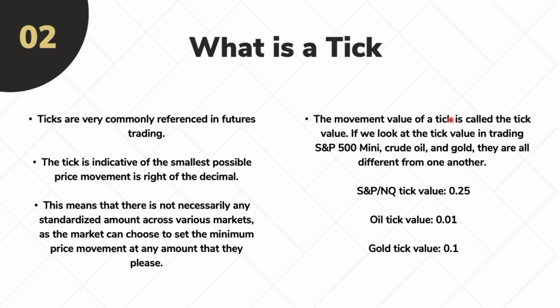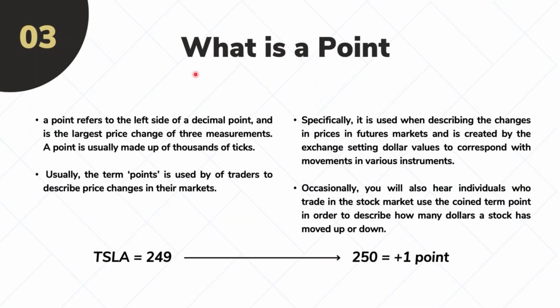The movement value of a tick is called tick value. If we look at the tick value in trading, S&P, crude, and gold, they're all different from each other. So the S&P and the Nasdaq, the tick value is 0.25. Oil ticks are 0.01 and gold ticks are 0.1. You don't need to remember everything about this, and I will show you later in this part how you can see this actually in TradingView. Now you know what a pip is with Forex, you know what a tick is with futures.